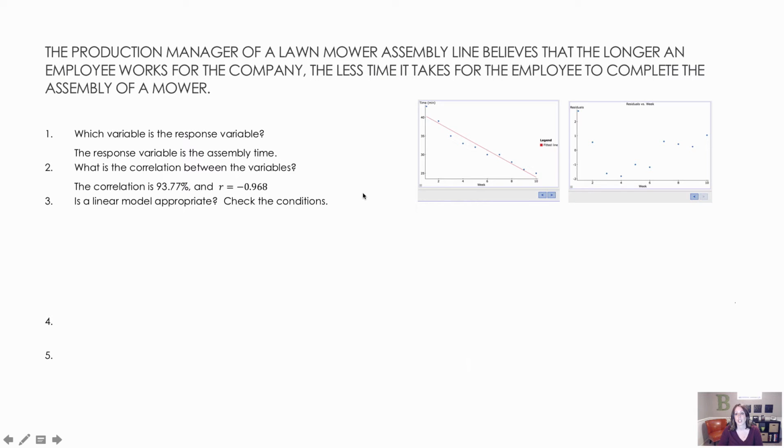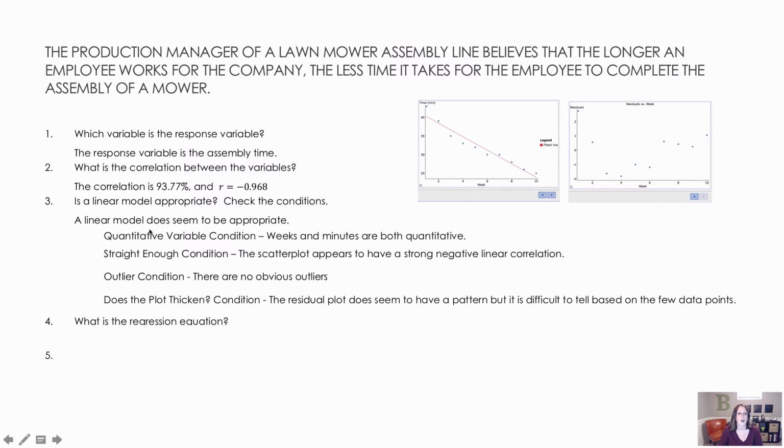Now we're going to check the conditions, and here is the scatter plot that I created in Statcrunch, and here is the residual plot. So to check the conditions, again, I would check the quantitative variable condition, which I already did. Straight enough condition, clearly this does look straight enough to me. Outlier condition, I don't see any outliers. And does the plot thicken? There is a little bit of a pattern, but we don't have that many data points, so it's kind of hard to tell. It might be a good idea to create a residual histogram, which you can also do in Statcrunch.